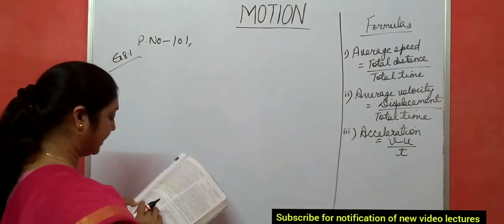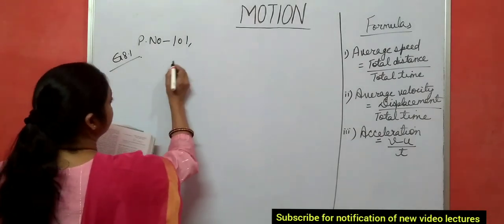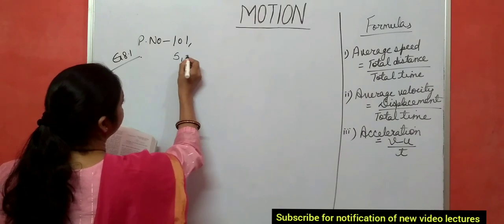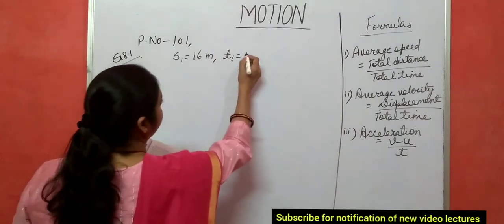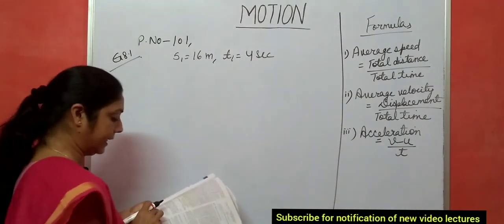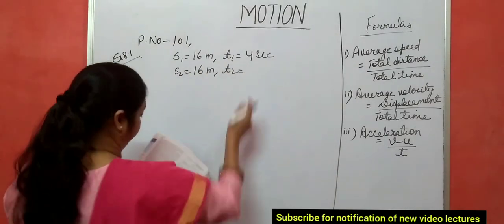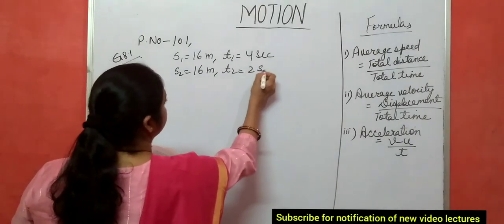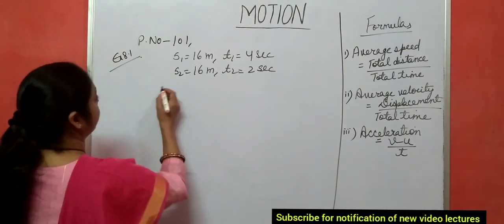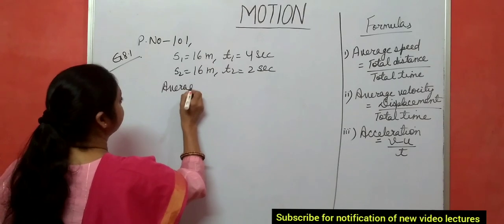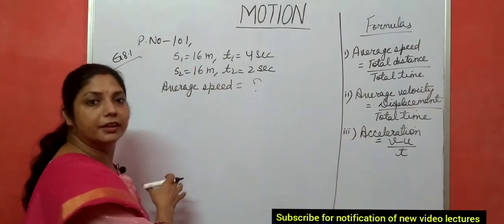Okay. So in this example, it is given it travels 16 meter in first 4 seconds. So distance, suppose S1, is 16 meter and time is given 4 seconds, right? Then another 16 meter, it means S2 is given in time, how much? 2 seconds, right? These things are given. Now you have to find average speed of the object. So write down just average speed and then question mark, right? These things are given in the question.